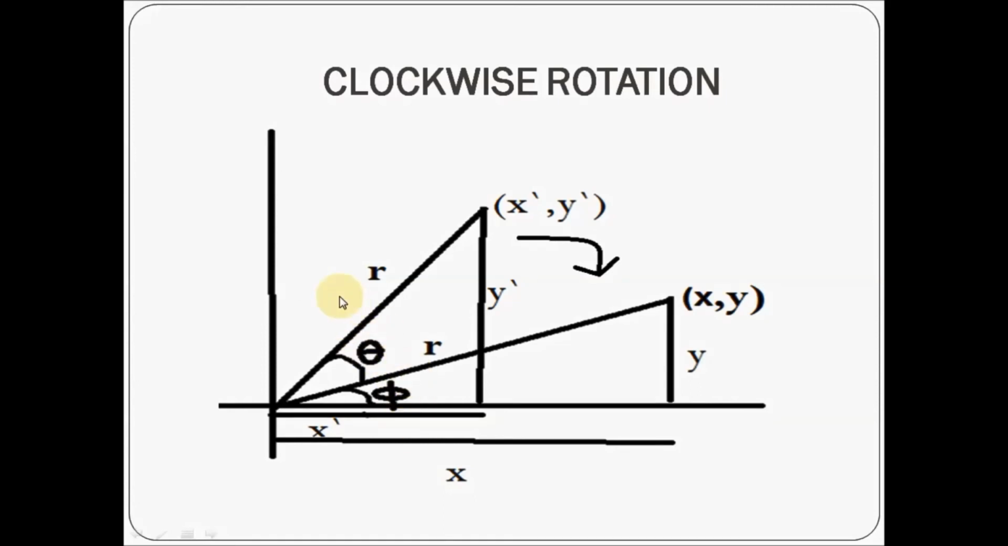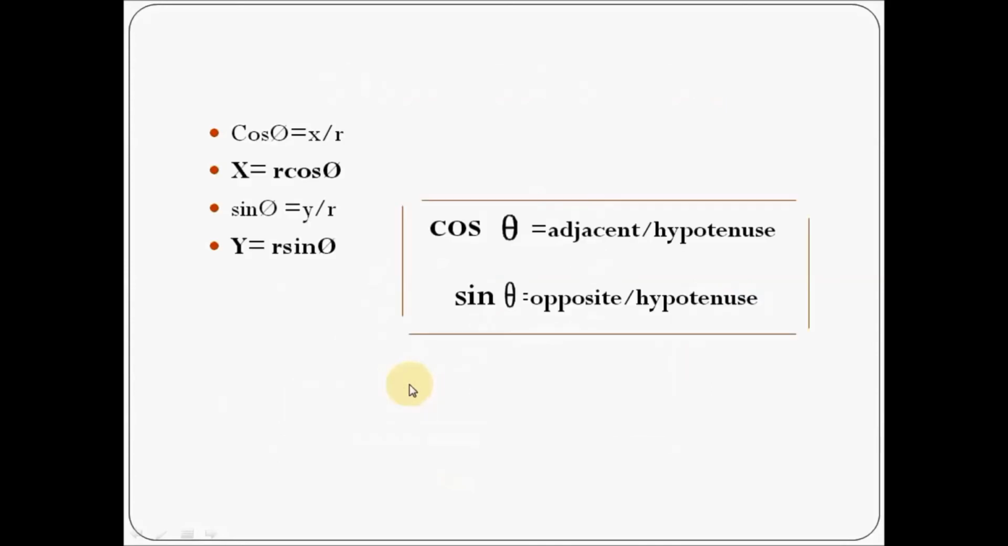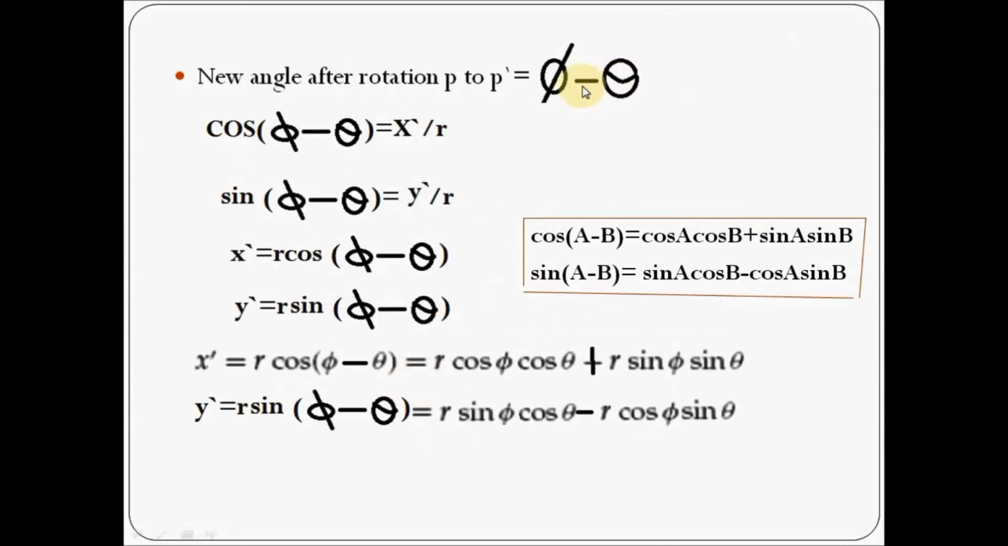Clockwise, I told you, right? Anti-clockwise is positive, clockwise is negative. The angle of rotation will be negative in the clockwise direction. That's why I took a minus sign here: phi minus theta. Anti-clockwise is plus. So here, clockwise, that's phi.